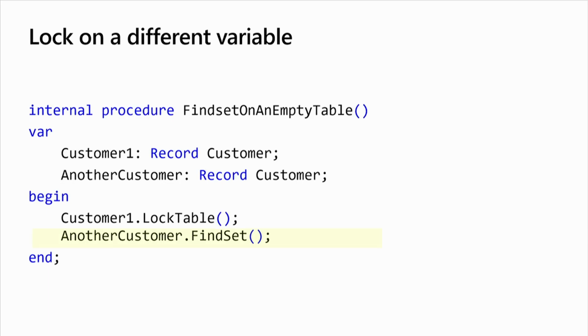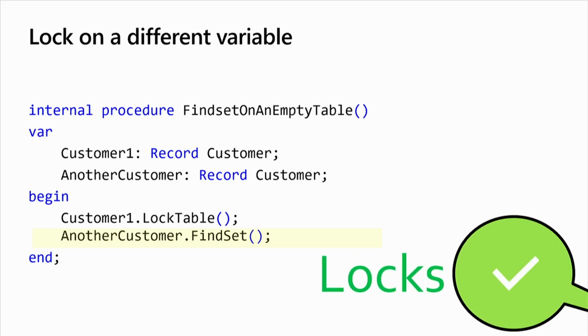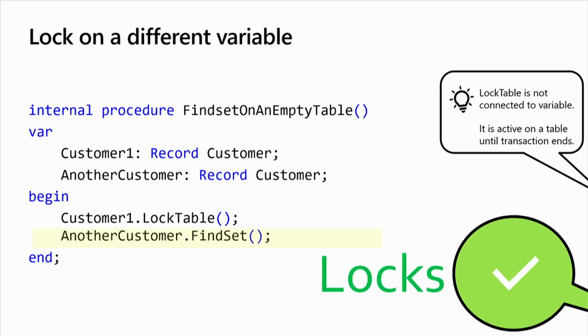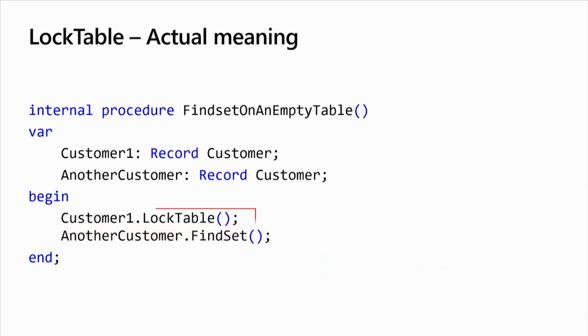All right, now we log on one variable of type customer, but we do a find set on another customer record. It logs. All right, next one. So the actual meaning, if you're looking at it, it's actually an instance variable, but that's something from the past. Log table was made way back in time.